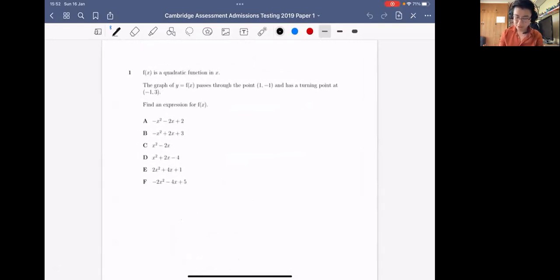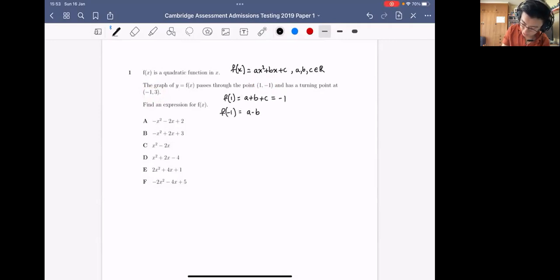f of x is a quadratic function. So that means f of x takes the form ax squared plus bx plus c, where a, b, and c are real numbers. We're given that it passes through the points (1, -1) and (-1, 3). So that means f of 1 is a plus b plus c, which is -1, and f of -1 is a minus b plus c, which is 3.